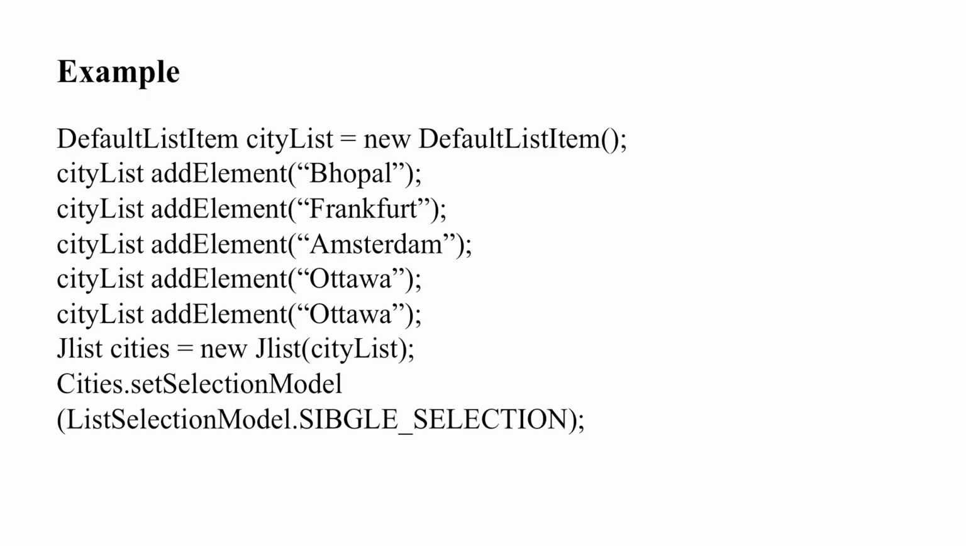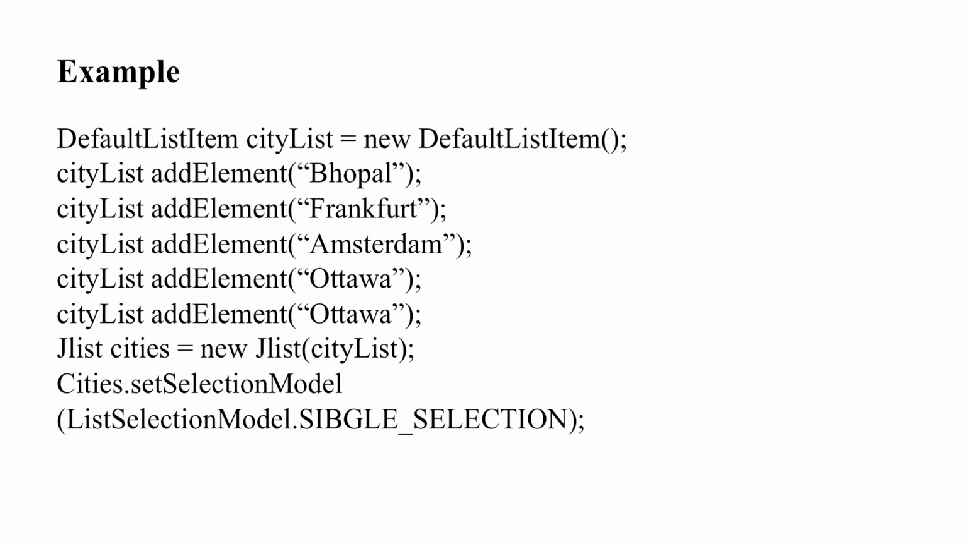Now we have to add the items to this city list. cityList.add element Bhopal. We keep on adding the names of cities: Frankfurt, Amsterdam, Ottawa. Then JList city = new JList(cityList). Now we are creating this JList with the constructor new JList, passing cityList.